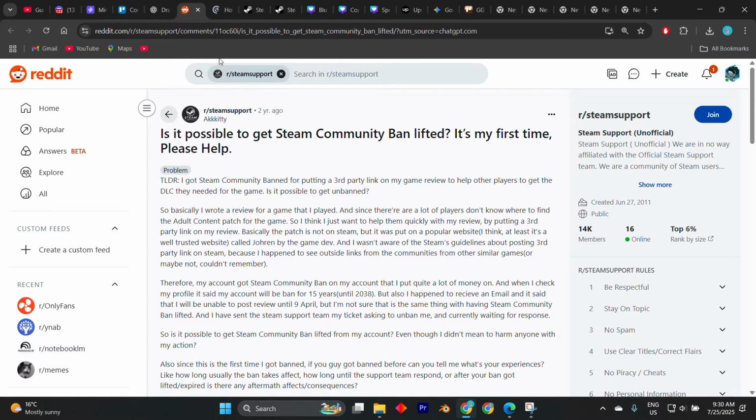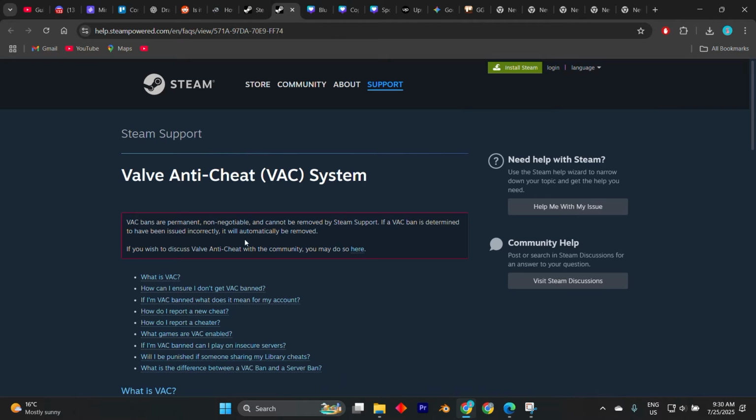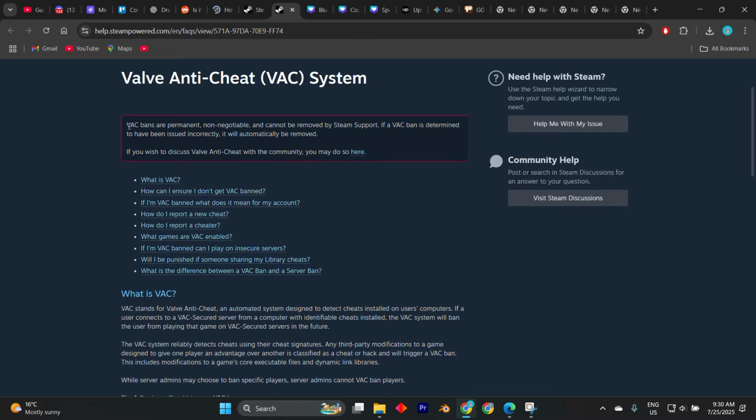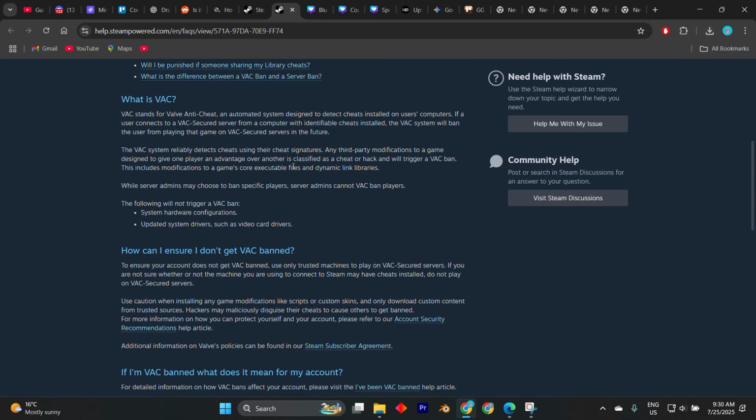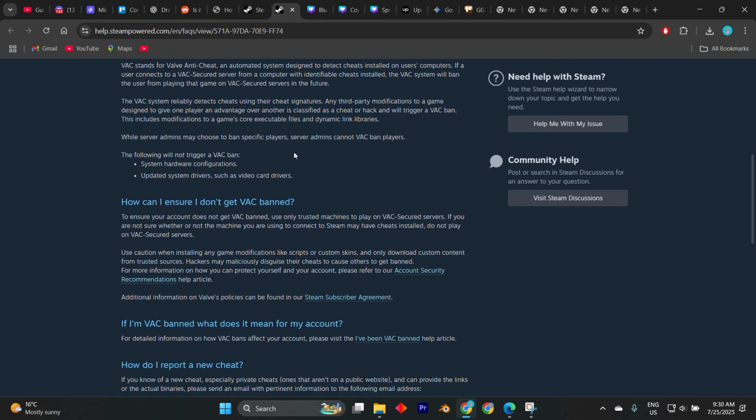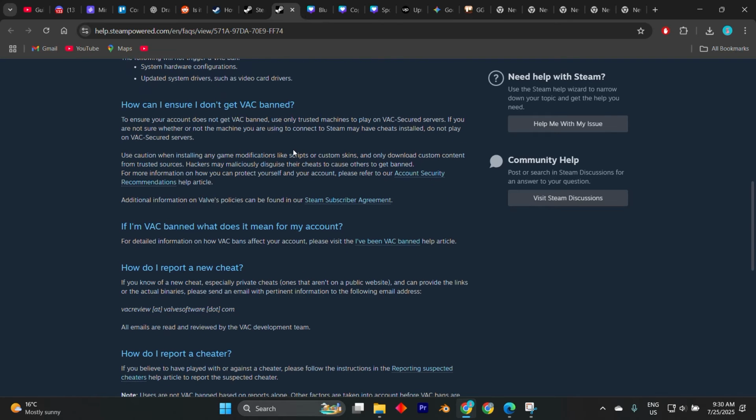resolve or appeal it. If your Steam profile has received a VAC ban, it means Valve's anti-cheat system has detected cheating in a supported multiplayer game. Unfortunately, VAC bans are permanent and non-negotiable. Valve does not lift these bans, even if you believe it was applied in error. This is because the system operates autonomously and only bans accounts when it detects concrete evidence of cheating.